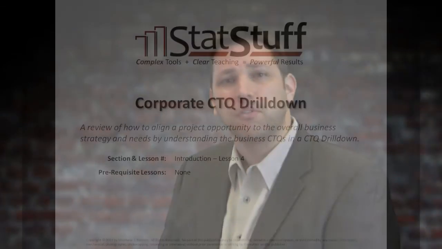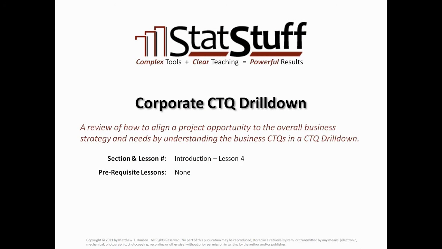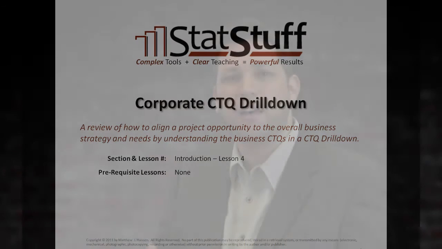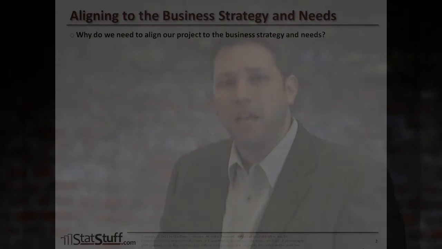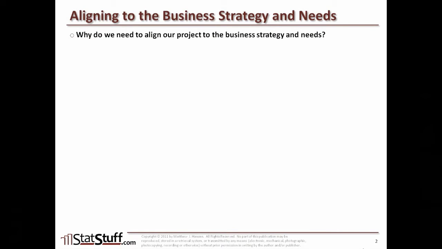In this lesson, we're going to discuss CTQs, or critical to quality items, and review how to align a project opportunity to the overall business strategy and needs by understanding the business CTQs using a CTQ Drilldown. There are no prerequisite lessons for this module, so we can dive right in. Let's begin by asking, why do we need to align a project to the business strategy and business needs?